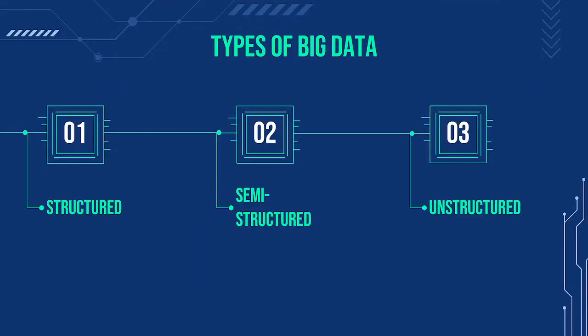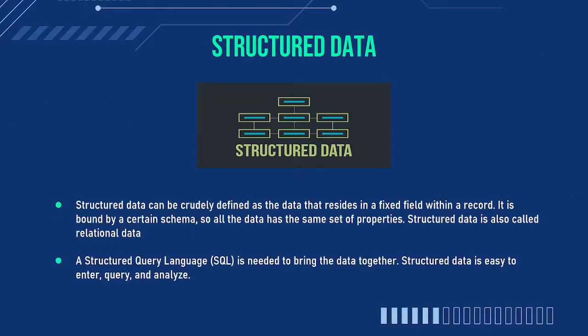There are three types of big data. First is structured data, second is semi-structured data, third is unstructured data. So let us see structured data first. Structured data can be crudely defined as the data that resides in a fixed place within a record. It is bound by a certain schema. So, all the data has the same set of properties. Structured data is called relational data.